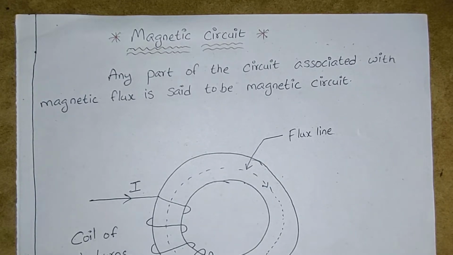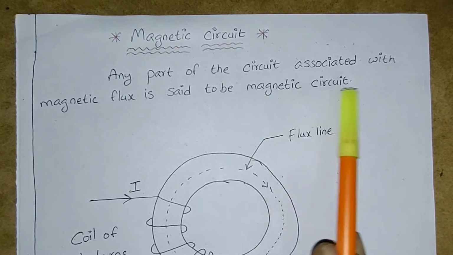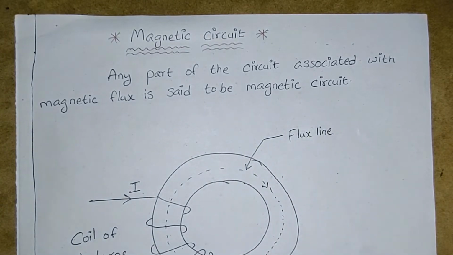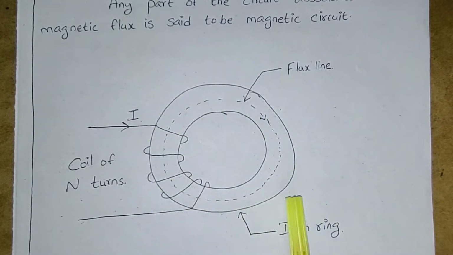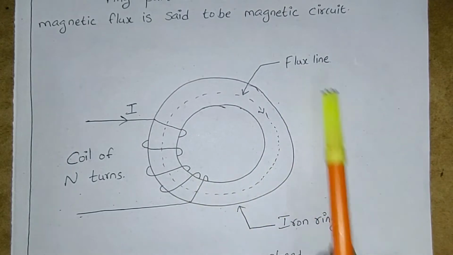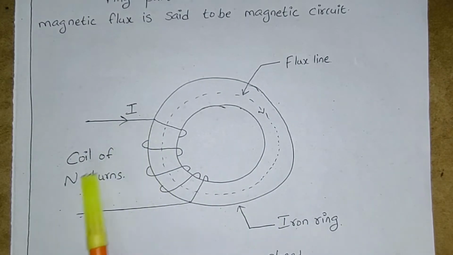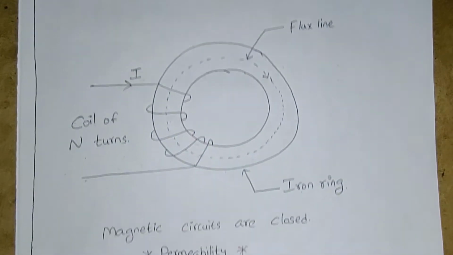Now we'll start discussing magnetic circuit. Any part of the circuit associated with magnetic flux is said to be a magnetic circuit. You can see the diagram here. This is the entire setup of the magnetic circuit. The dotted line is the flux line, and this circle-shaped body is the iron ring. Here you can see the coil of n turns, which is part of this magnetic circuit.